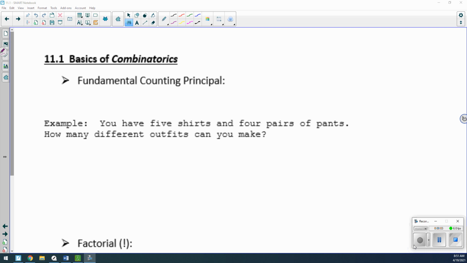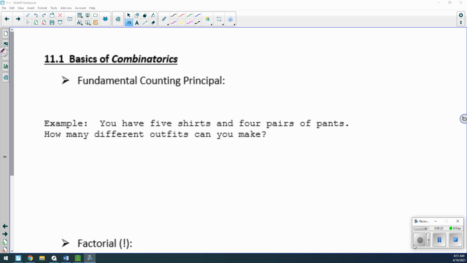All right, welcome to Chapter 11. In Chapter 11, we're going to work with combinatorics. Combinatorics is a field of mathematics where we use the fundamental counting principle and permutations and combinations to predict how many ways something might happen or the probability that something might happen. So let's begin with some basic definitions.